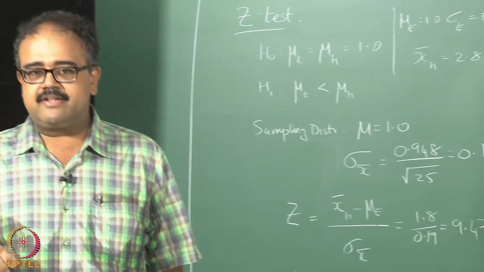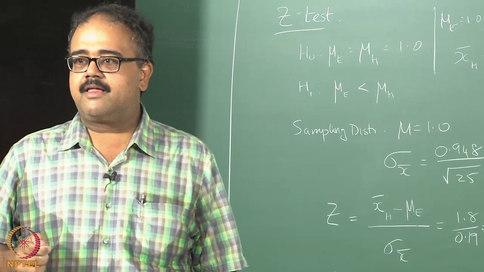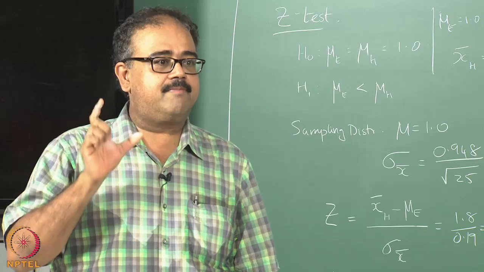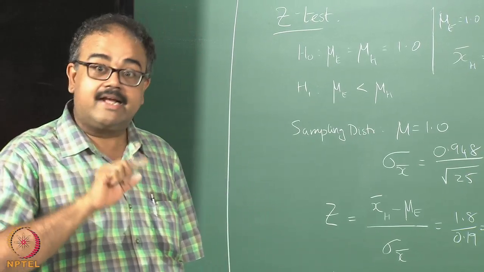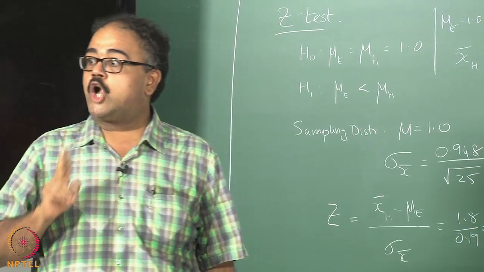Right. So why are we interested in 0.025? Two tail, right. Sometimes we might not want to look at greater than, we might want to look at not equal to.